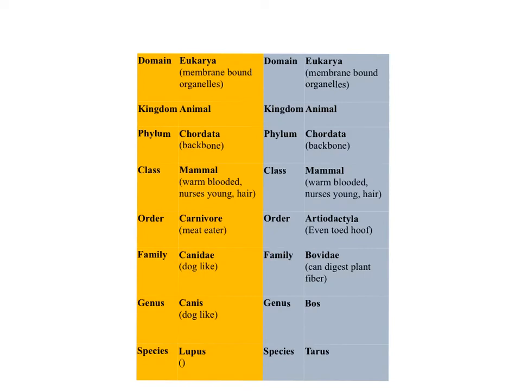I want you to take a look at both sides and see what you think they are. So you maybe will pause this video so you can look and make a guess. So on the left side, domain eukaryote, animal kingdom, Chordata has a backbone, it's a mammal, it's a meat eater, it's dog-like. Canis lupus, if you remember from the previous one, you'll probably be able to figure that one out. Domain, eukarya, animal, Chordata, this is on the right side by the way, mammal.